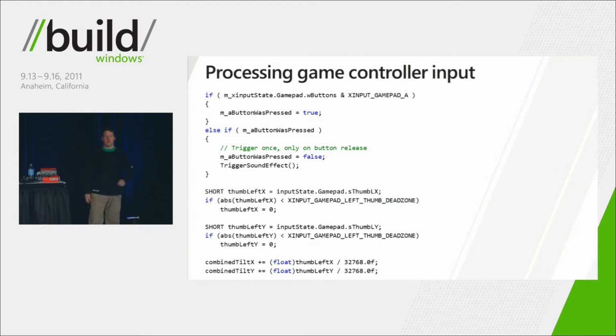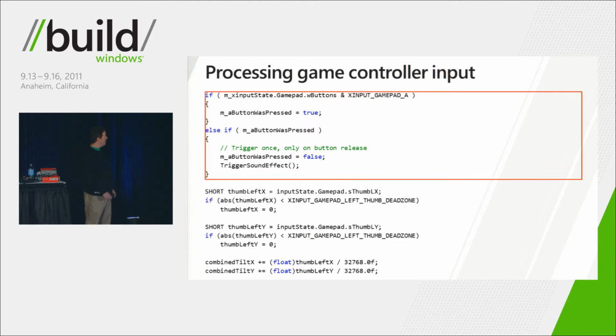Processing input is incredibly simple. It boils down to a matter of inspecting fields in that structure. The XInput state is the structure. I'm checking the gamepad union of that and looking at the W buttons. I ampersand that with XInput gamepad A to see if the A button is pressed. And then if the button was pressed and I release it, I trigger a sound effect.